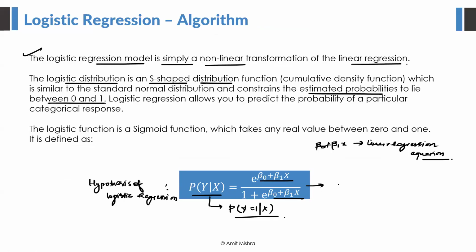This is known as the sigmoid equation, by the way. The simplified version of this equation is 1 upon 1 plus e to the power minus z, that is, 1 upon 1 plus e to the power minus (beta naught plus beta 1 into x), where z equals beta naught plus beta 1 into x.